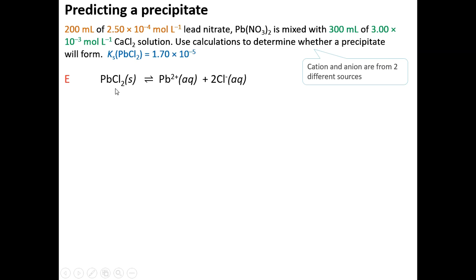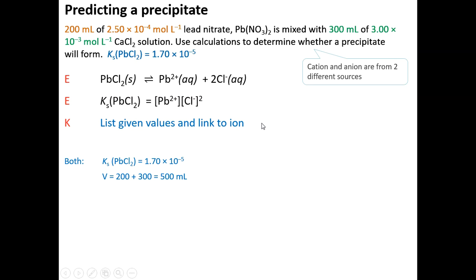We've highlighted the 2 different bits. Now remember, if you don't know what equation to write, always look at the Ksp, because that tells you the sparingly soluble salt. So it's lead chloride. Lead chloride is a solid and its ions are on the right-hand side. So now we write the expression. Because of that 2, when we balanced it, we have to raise this to the power of 2.